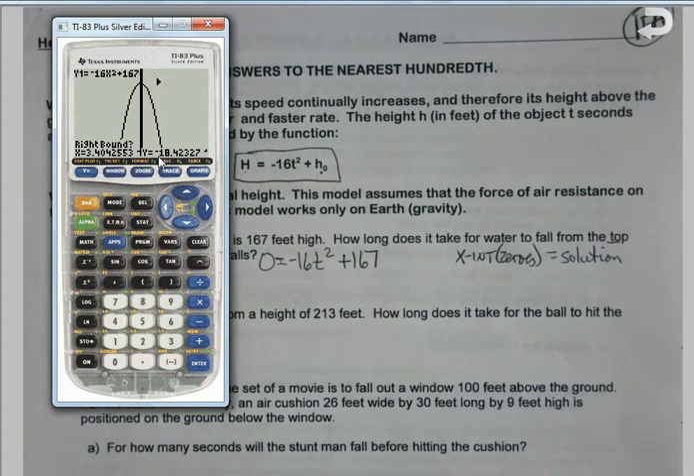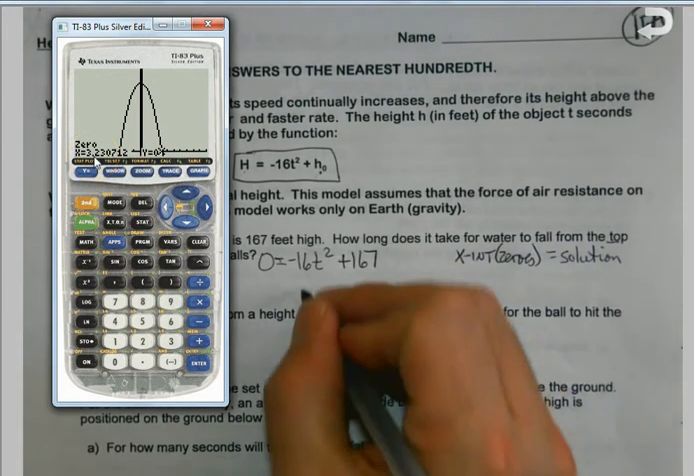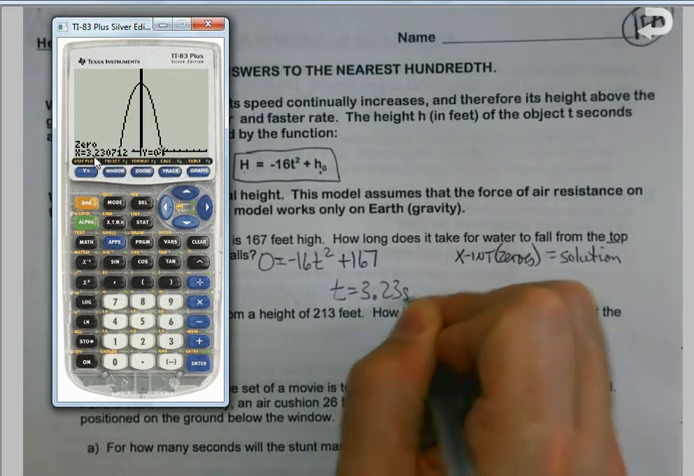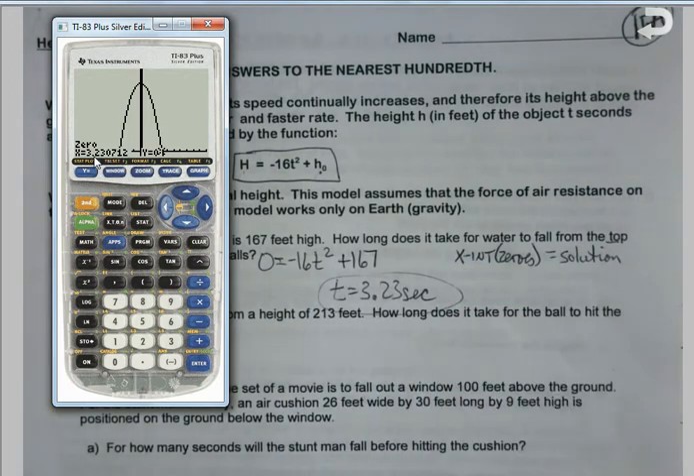So there are some things you can do so you're not crippled by having to deal with the window as much. And if I just hit enter twice, I'll get my 0 value. So this x value, this 3.23, is the amount of seconds it would take for that water to fall from the top down to the bottom.